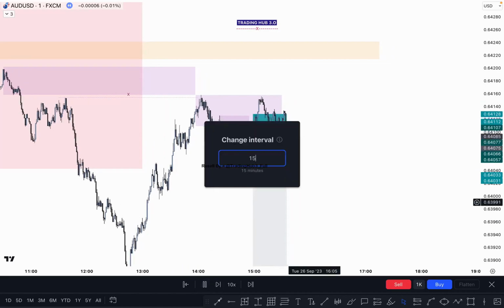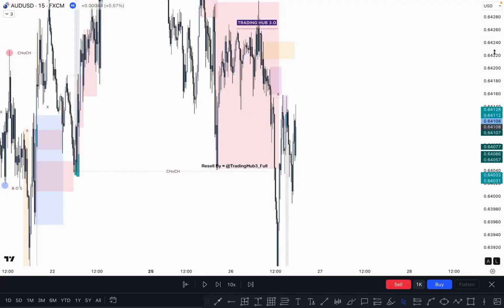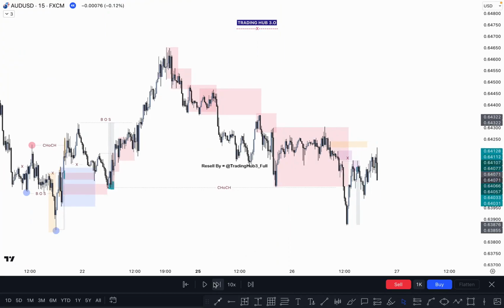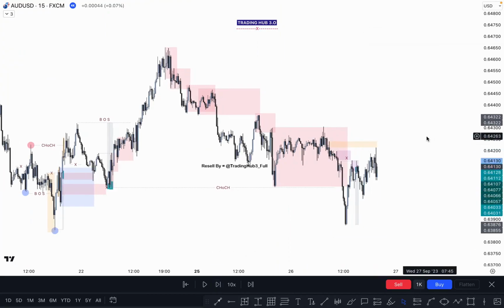First of all, now I'm going to switch here to the 15-minute time frame. Okay, now we are waiting here to mitigate your extreme POI, which is here, creating a tap here.